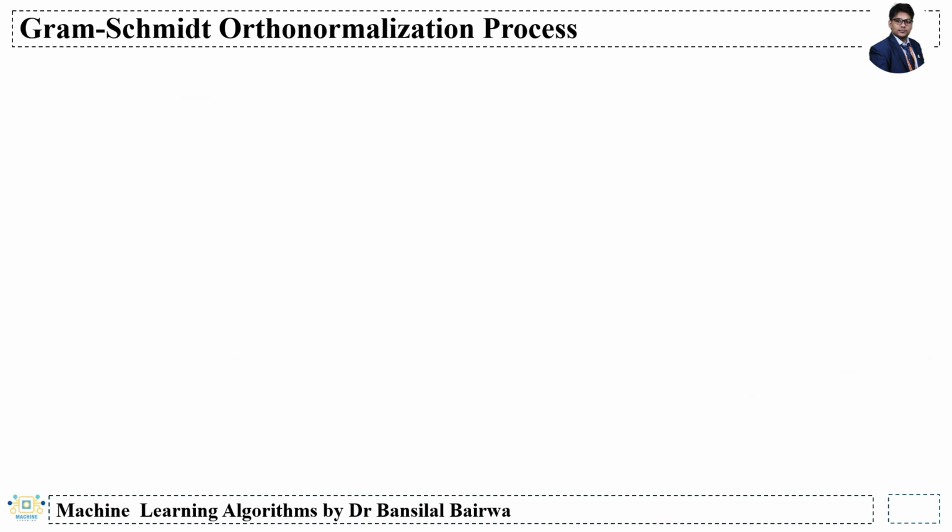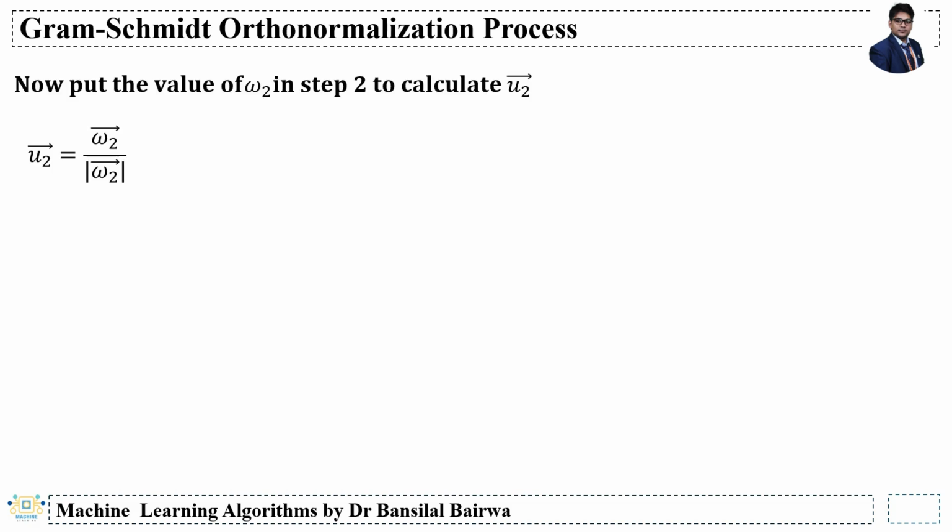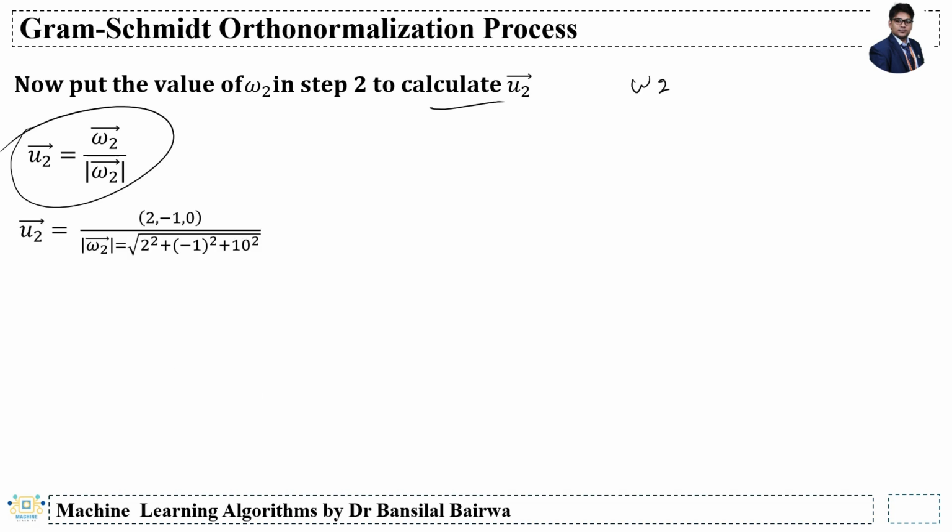Now we put the value of omega 2 in step 2 to calculate u2. I have mentioned the omega 2 vector over the modulus of omega 2, and this we have to solve. We already got the omega 2 value, 2 minus 1 0. So here I have mentioned 2 minus 1 0.